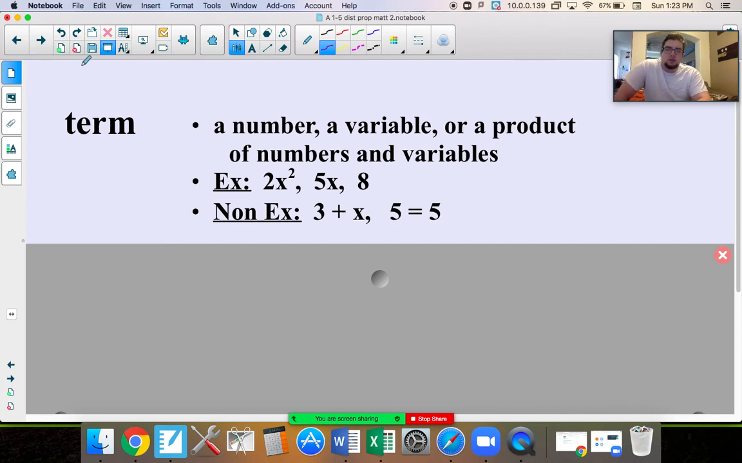So terms, a number, variable, or product of numbers and variables. So that's one term, one term, one term. This technically is 2 terms. So it's separated by the plus or minus signs.